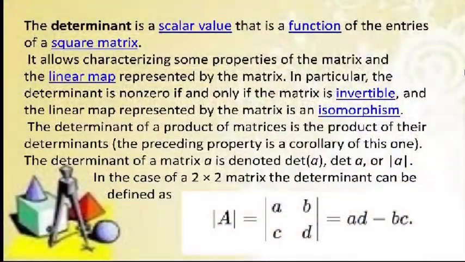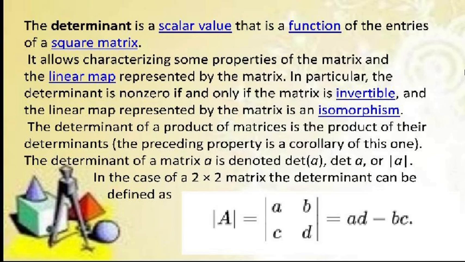The determinant is a scalar value that is a function of the entries of a square matrix. It allows characterizing some properties of the matrix and the linear map represented by the matrix. In particular, the determinant is non-zero if and only if the matrix is invertible and the linear map represented by the matrix is an isomorphism. The determinant of the product of matrices is the product of their determinants. The preceding property is a corollary of this one.